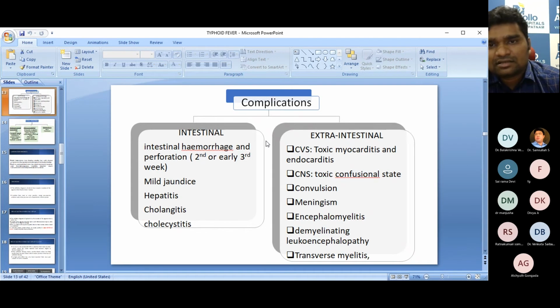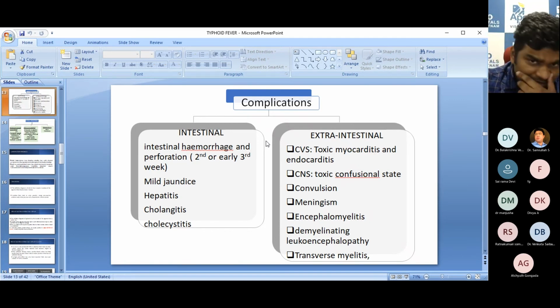Extra-intestinal complications: in the CVS, toxic myocarditis and endocarditis can happen. In the CNS, there is delirium, convulsions, meningism, encephalomyelitis, demyelinating leukoencephalopathy, and transverse myelitis. These are the extra-intestinal complications.